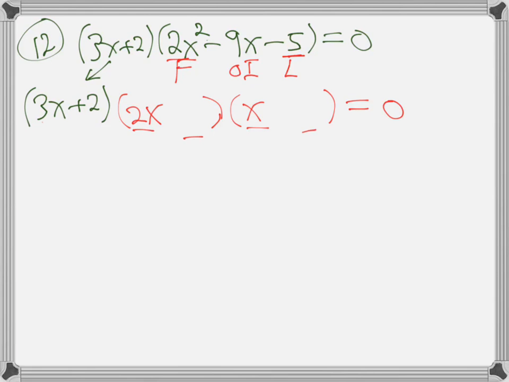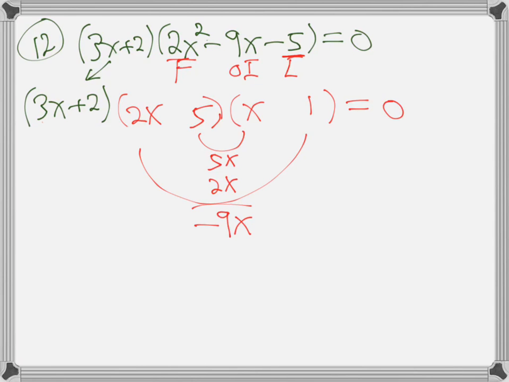So last times last to be 5. What times what's 5? Well, 5 times 1, huh? But it's not that order, is it? It's the other order. How do you know? Well, you check the OI, right? You check the 2 inner, 2 outer, and you'll see the 2 inner make 5x, the 2 outer make 2x. No way they're going to make the middle, which is minus 9x. 5 and 2 can't make 9.